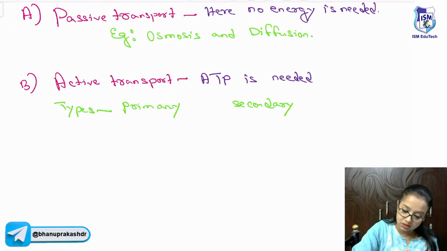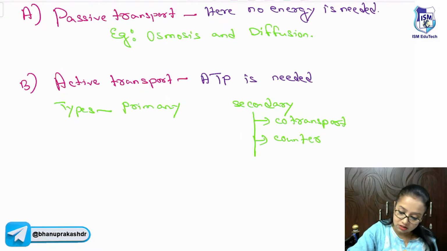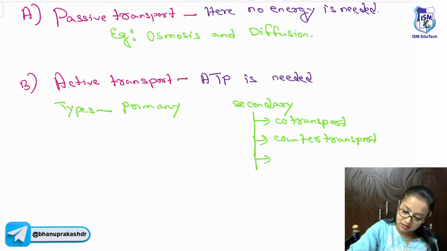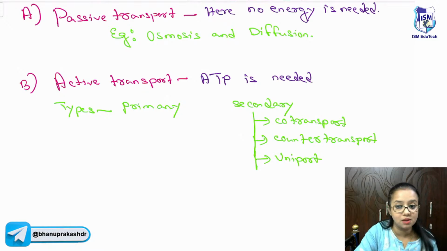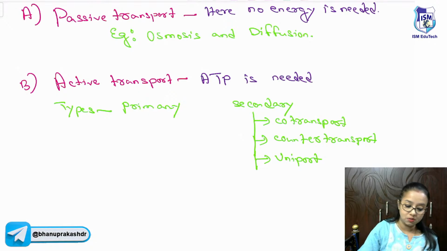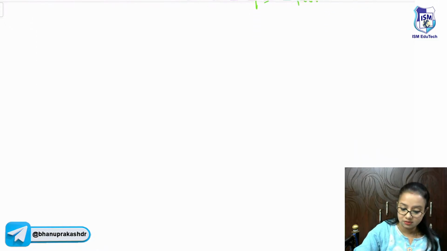Secondary active transport is further divided into co-transport, that is when transportation is taking place in the same direction, counter transport, and uniport. Counter transport means when the transportation of two substances is happening in the opposite direction, and uniport means when the transportation is taking place only in one direction.